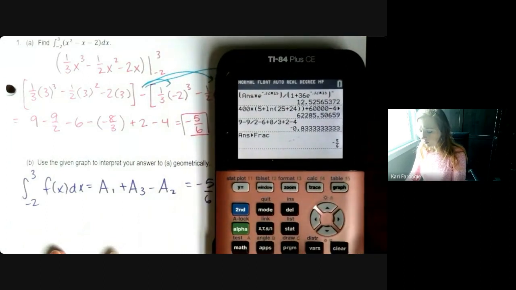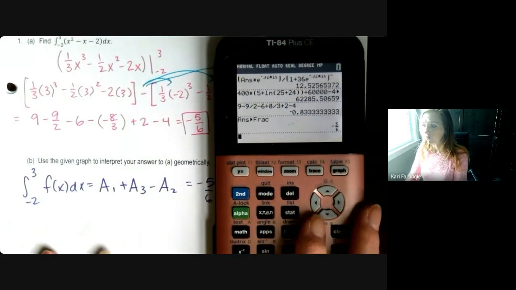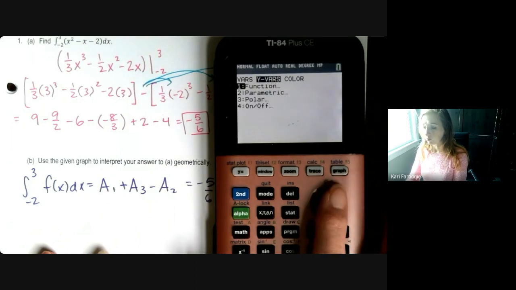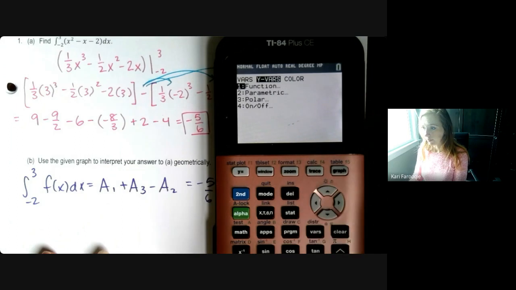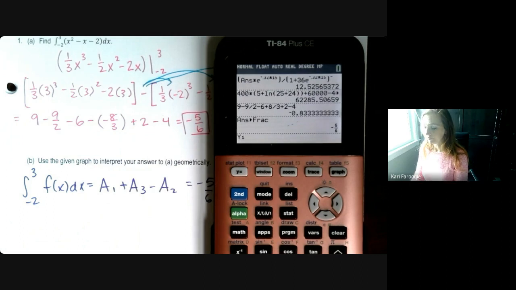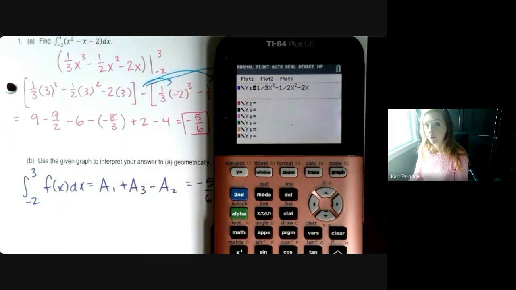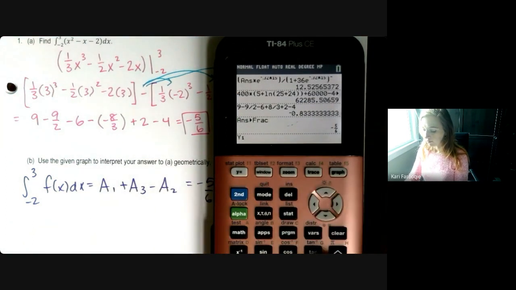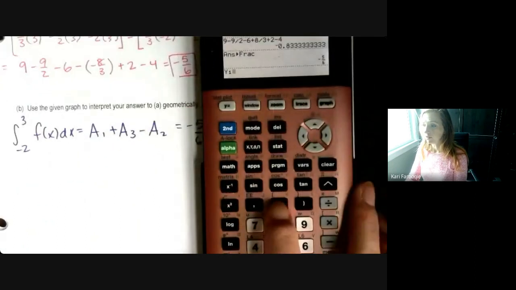So what I'm going to do now is go to my variables button, scroll to the right to Y-Vars, and then enter for function, because my function is a function. I put my function into y sub 1, remember? So I'm going to pull up my y sub 1. This is the same y sub 1 that I've entered. Take my y sub 1 and open a parenthesis right here.